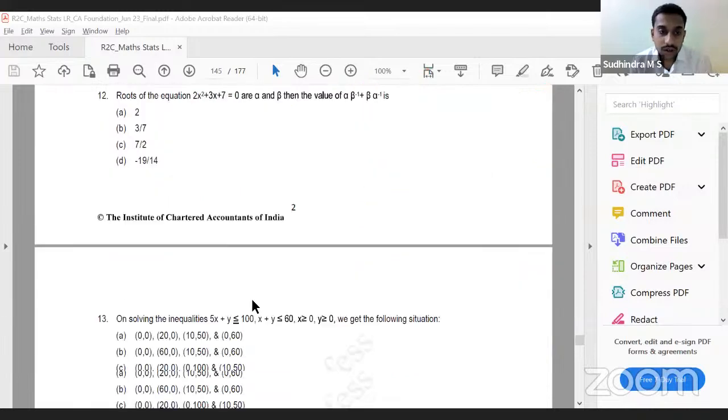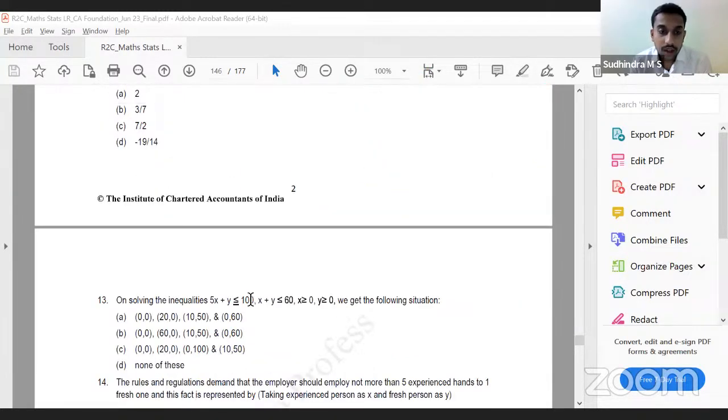Next question. Question number 13. On solving the inequalities, 5x plus y less than or equal to 100, x plus y less than or equal to 60, x greater than or equal to 0, y greater than or equal to 0, we get the following situation. The answer is 0, 100, 20, 0, 0, 60, 60, 0, with option A being the right answer.